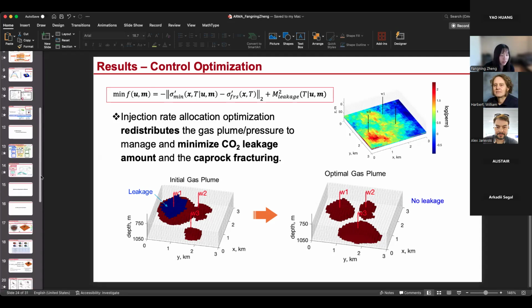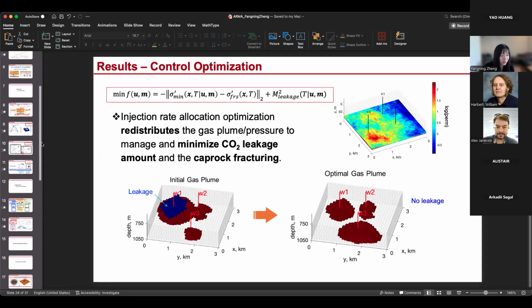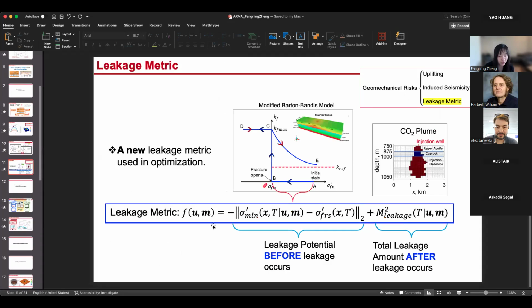And then for the third term that I defined, the leakage term, this term is pretty intuitive because we're basically just calculating the minimum stress versus the fracture opening stress, as well as the leakage amount. And this is pretty much always happening close to the injection location. But this term will always be inside the caprock, because we are only quantifying the caprock's fracturing. So we only calculate the rock fracturing inside the caprock, usually just above the injection point. Does that make sense?